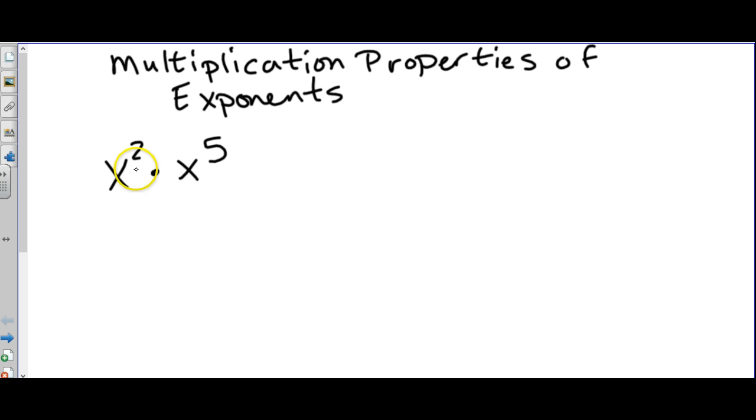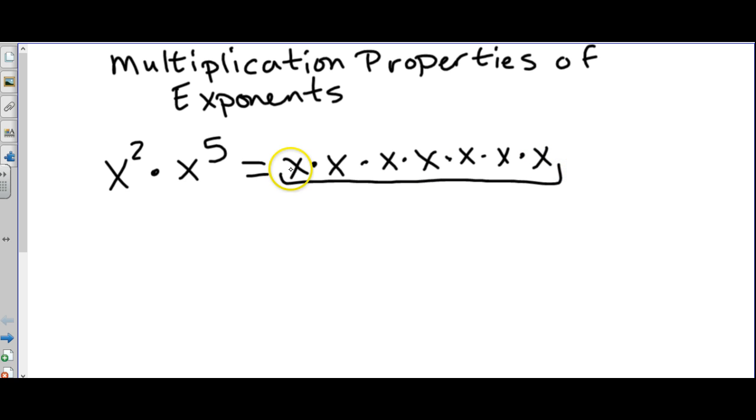We can always do it what I call the long way, which is to write out what we know exponents mean. X squared really means multiply x times x, and x to the fifth means multiply x times itself 5 times. So if we were to count all of them up, we have 1, 2, 3, 4, 5, 6, 7 of them, which would be x to the 7th.